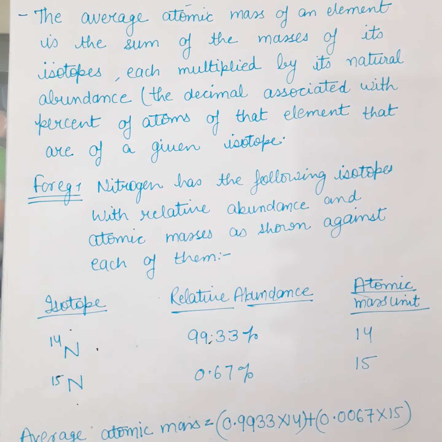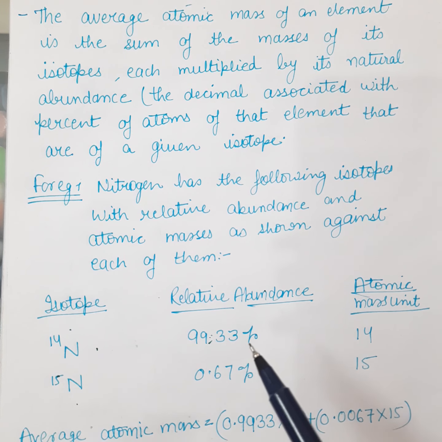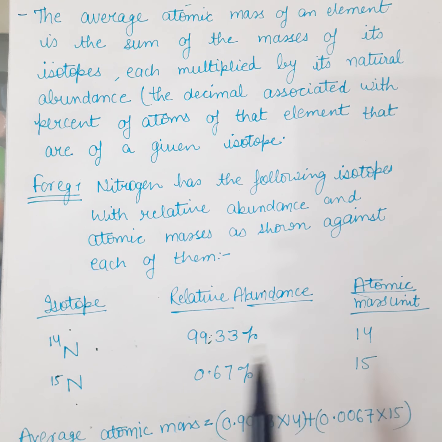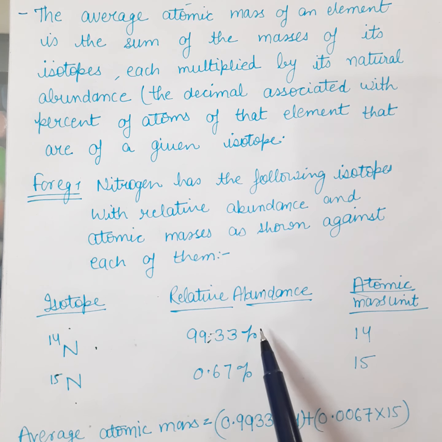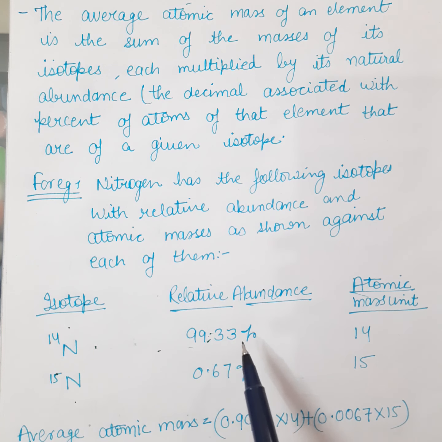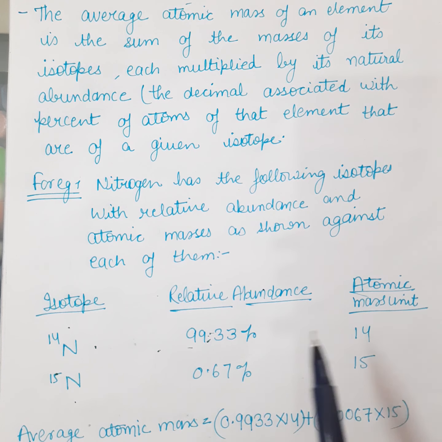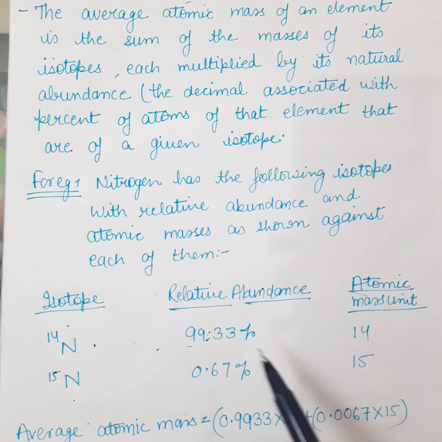So students, how to calculate the average? That means the decimal associated with the percent of atoms of that element that are of a given isotope. So what you have to do is convert this percentage into a decimal. Just divide 99.33 by 100. What do you get? 0.9933. And then you multiply it with its atomic mass.